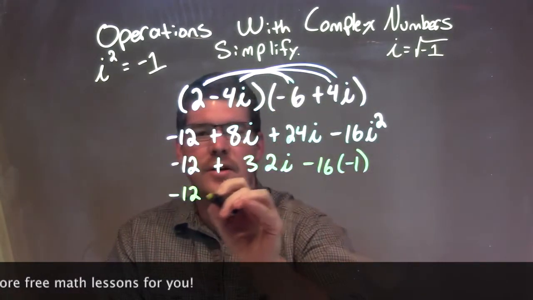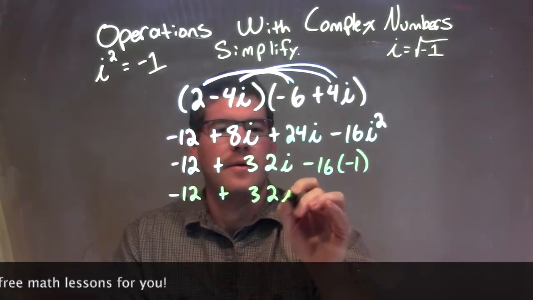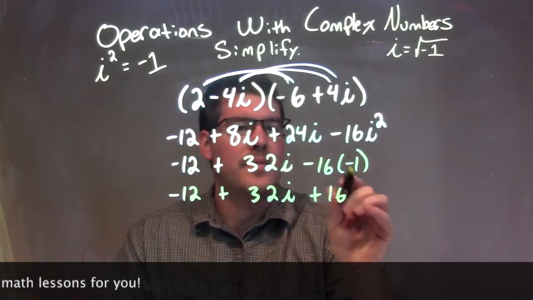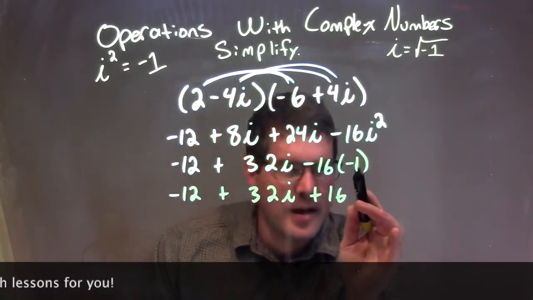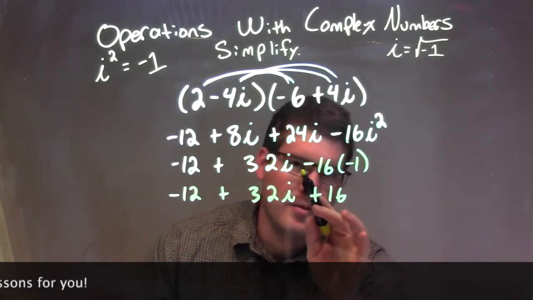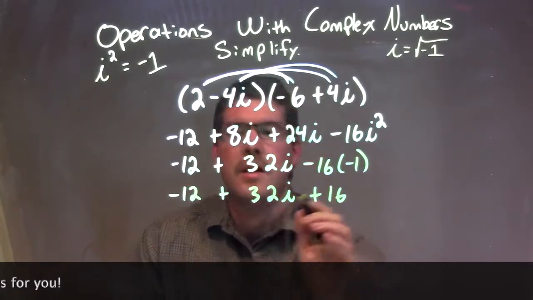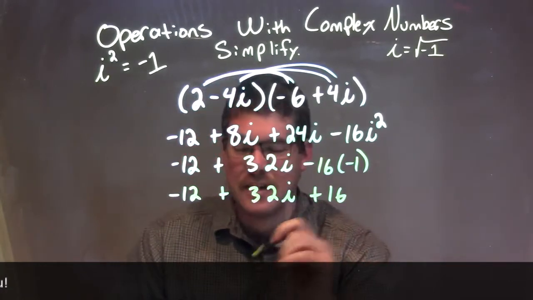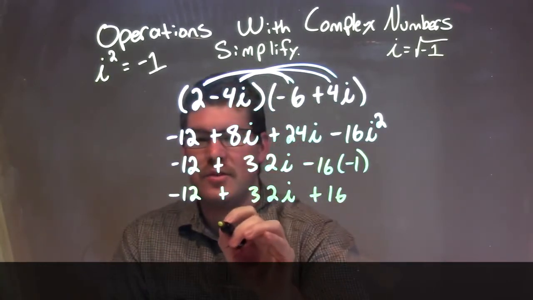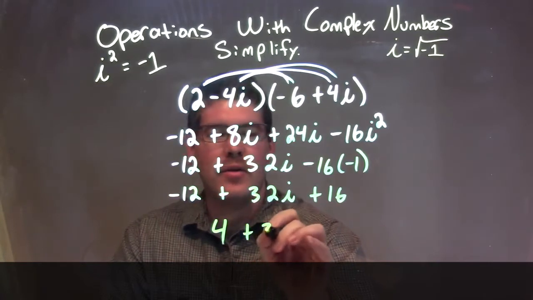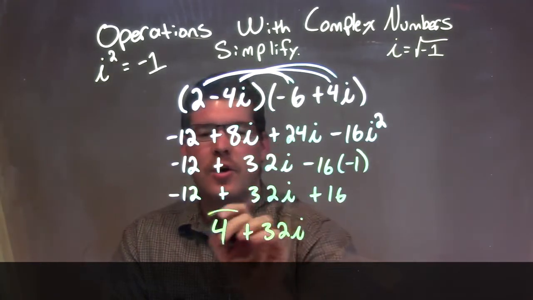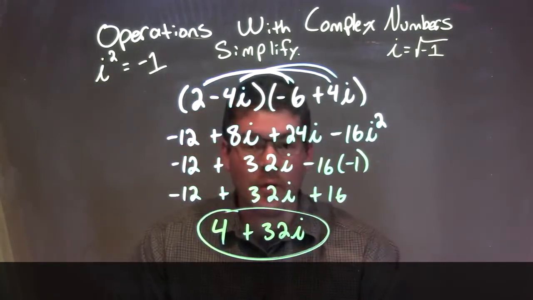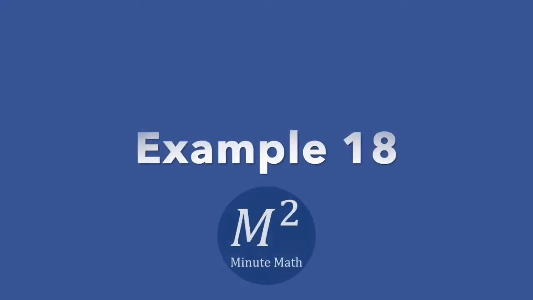So we have negative 12 here plus 32i plus 16, because we're subtracting 16, but it's going to be negative 1 times 16, negative 16, then subtract that, positive 16. So now we can combine our real numbers, the negative 12 and the 16. We combine them together to get a positive 4. We bring down the 32i, and we have our final answer, 4 plus 32i.